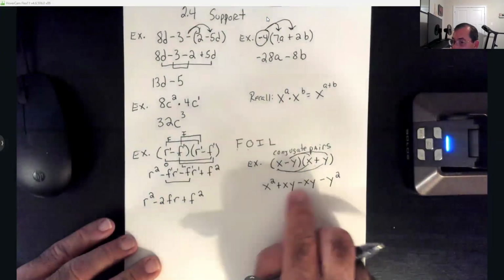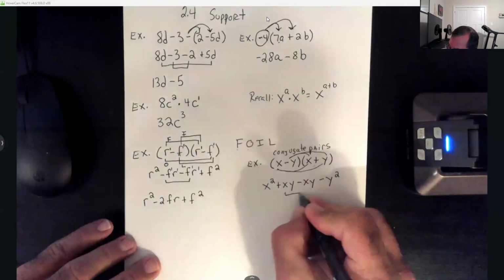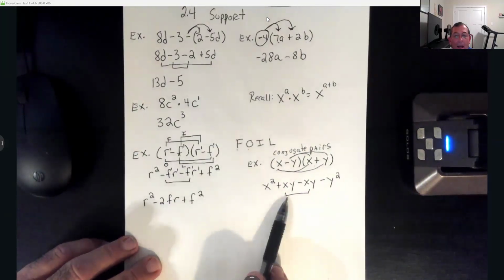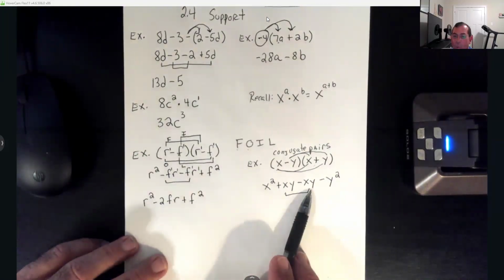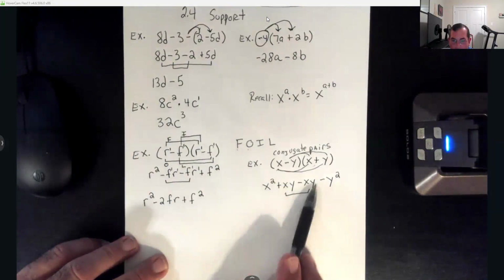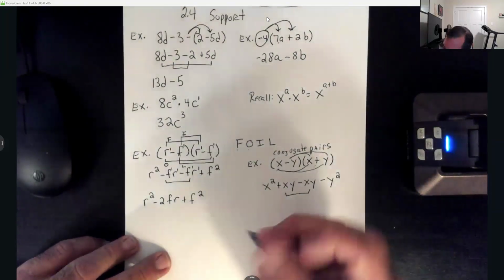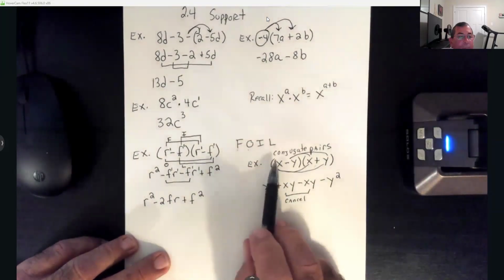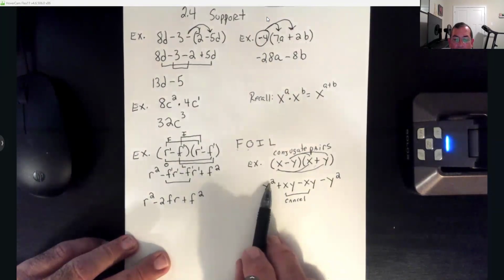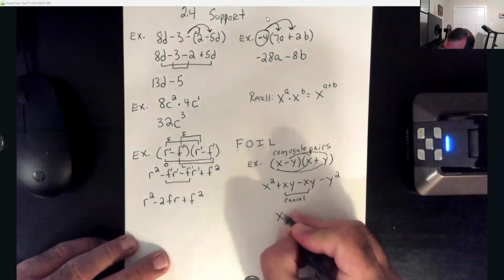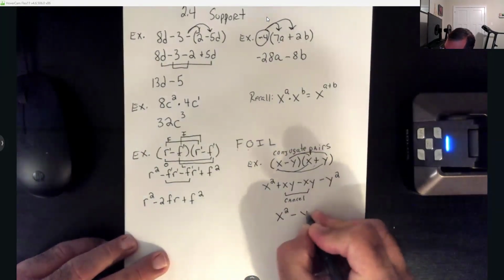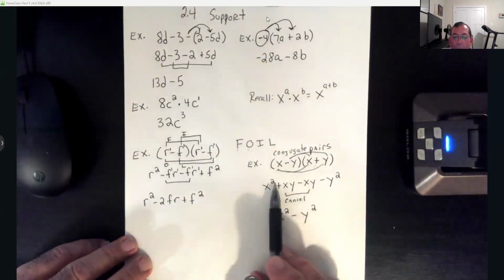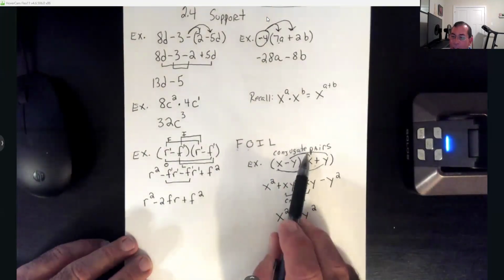So do y'all see what's happening to these like terms right here? You got a positive xy and a negative xy. These ones actually cancel out. So that if you FOIL conjugate pairs, you always end up with something like an x squared minus y squared. The middle terms will always cancel out on conjugate pairs, okay?